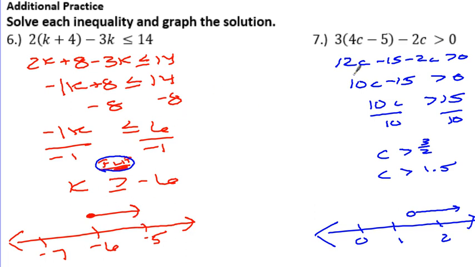Over here, no flipping necessary. Distributive property, combine like terms, move the 15 over, divide, I got 3 over 2 or 1.5. That's an open circle because there's no or equal to symbol.